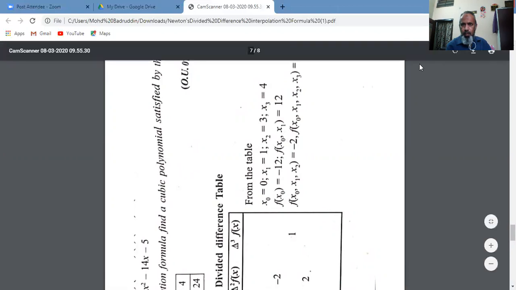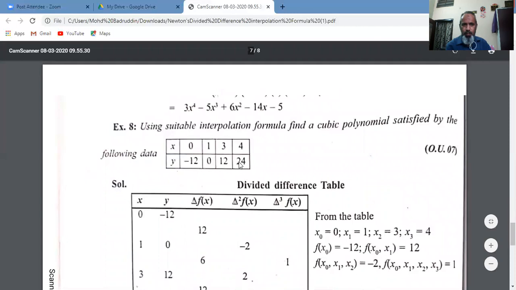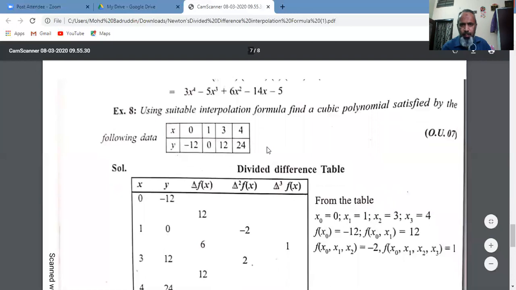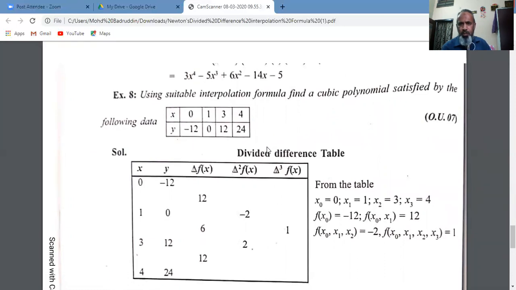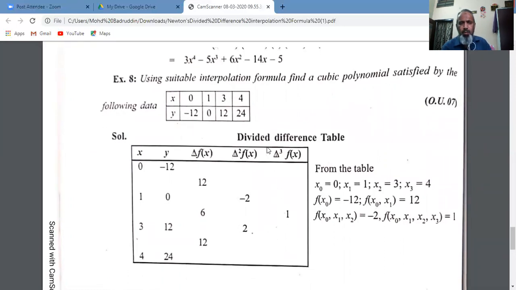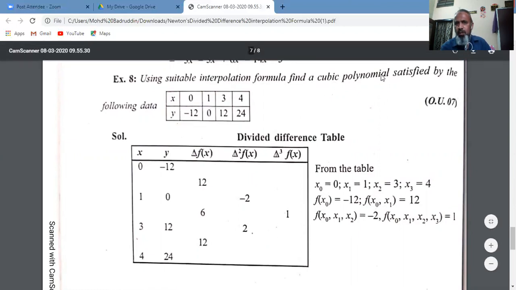Now, see another problem. Using a suitable interpolating polynomial or interpolation formula, find a cubic polynomial satisfying the following data. So, this is our problem. The data is given: x values are 0, 1, 3, 4, and y values are minus 12, 0, 12, 24. So, what do we have to determine? We have to find a cubic polynomial satisfying this data.